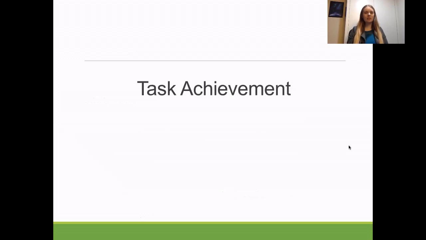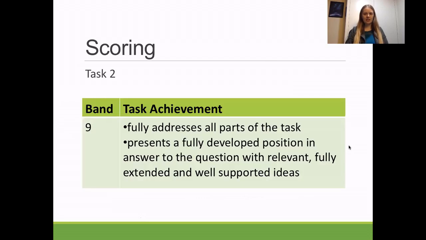So as we discussed in the previous video, there are 4 categories or criteria that the scoring is based on. The first one is task achievement. And again, the scoring is from 0 to 9. To get a perfect score on this task for task achievement, you would need to fully address all parts of the task, present a fully developed position in answer to the question with relevant, fully extended, and well-supported ideas. So you have to do all of those things.